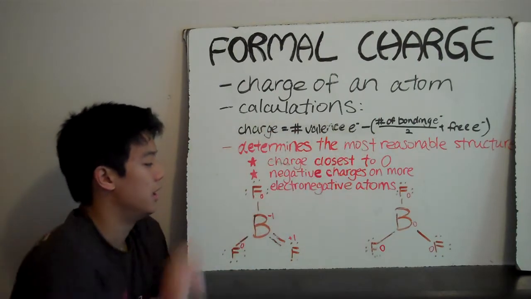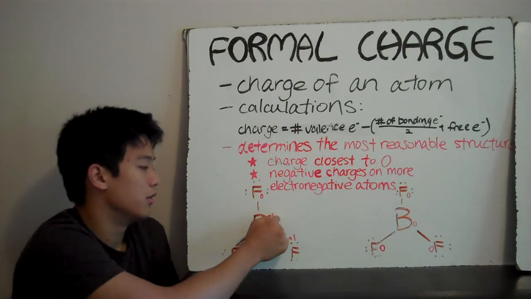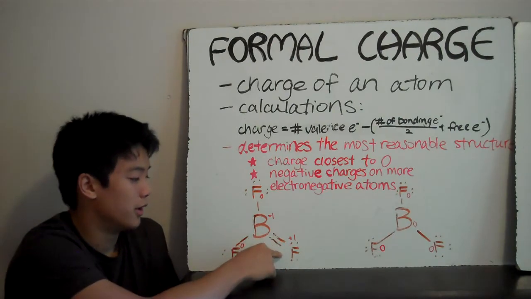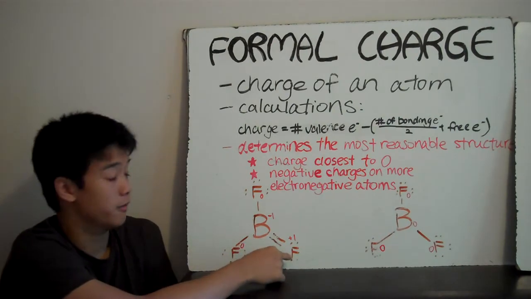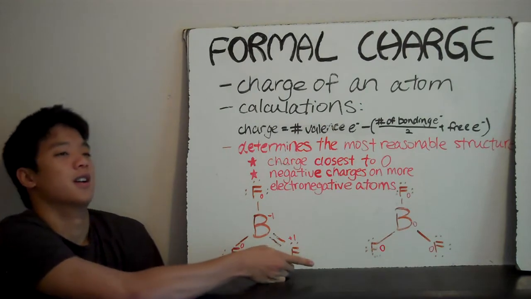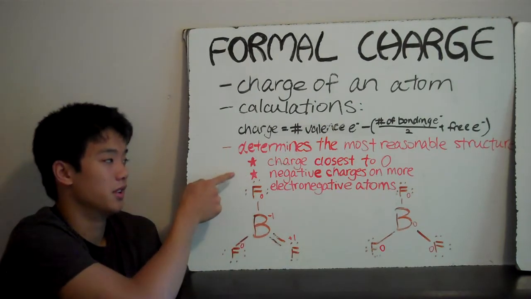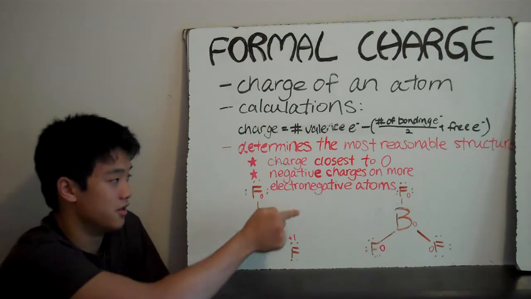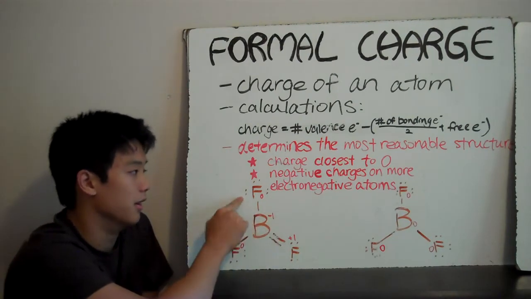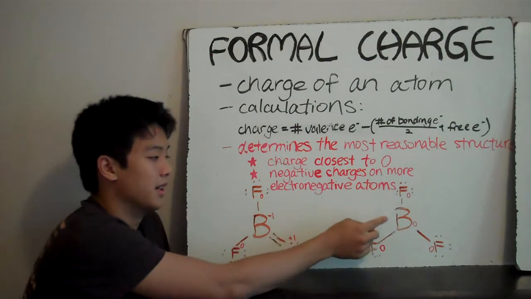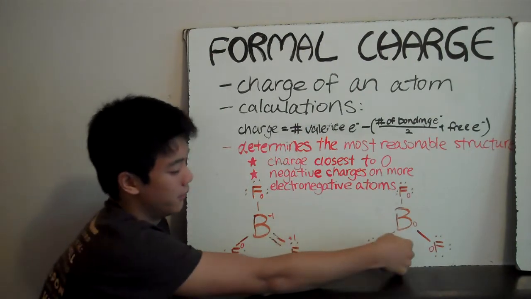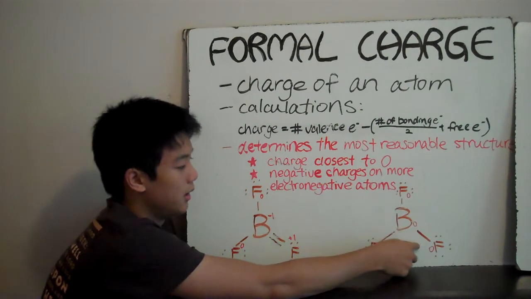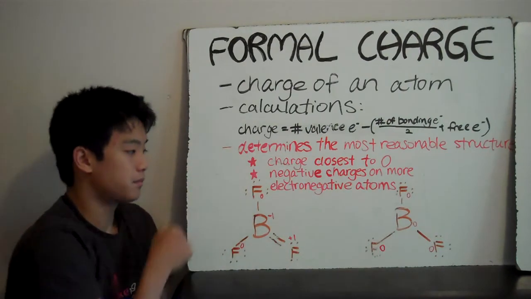Using the formula over here, you can calculate the total charge. The formal charge of boron is -1, while the fluorine that is double bonded to boron has a charge of +1. This already violates this second rule over here, and that's why, even though the total overall charge adds up to 0, it is less favored, because on the structure on the right, every individual atom has a formal charge of 0, and the second rule is fulfilled.